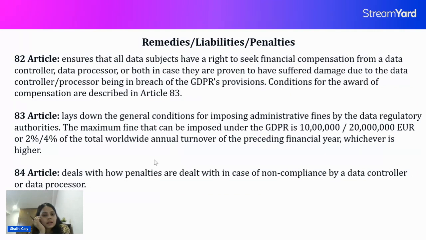All right. Article number 82 relates to the right to compensation and liability. So in certain circumstances, what happens now? The data controller and processor should financially compensate the individual in case of a GDPR breach or infringement. So this is very important.